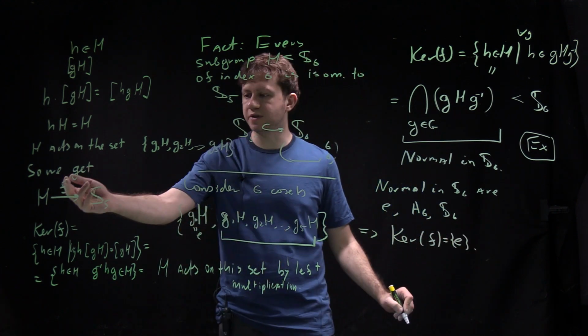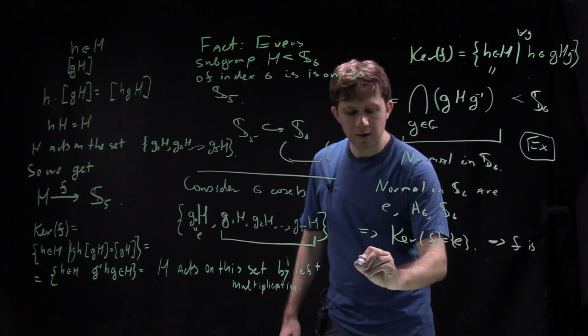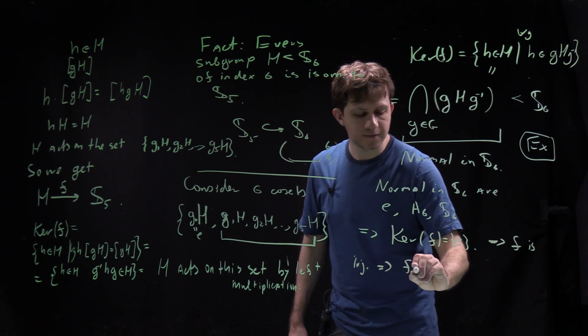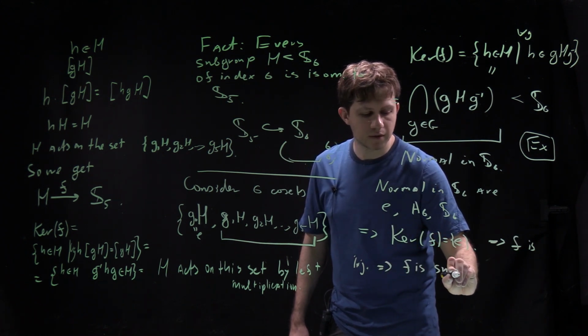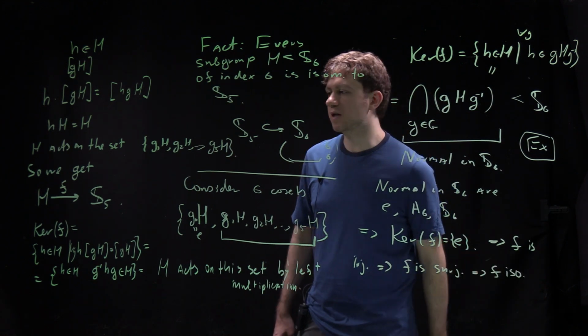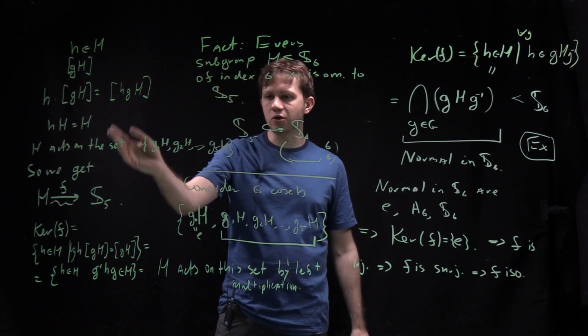But this means F is injective, and since these are finite sets of the same size, F is surjective. So F is an isomorphism. And that proves the theorem. So you see, that's kind of a completely peculiar proof.